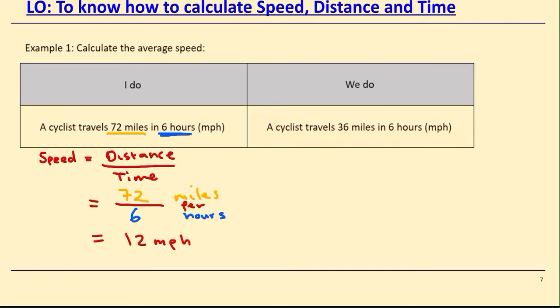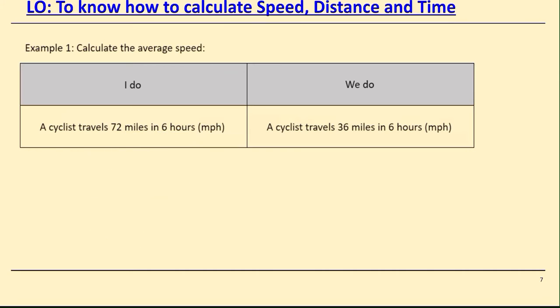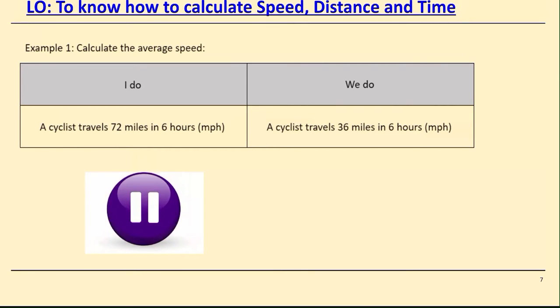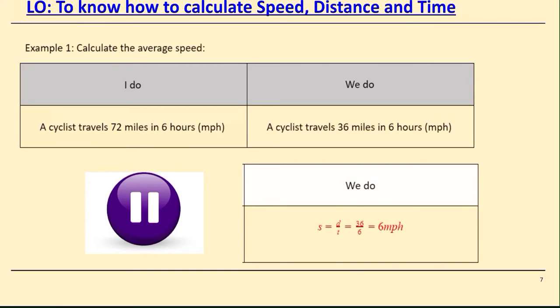So you're going to do the we do question individually. Pause the video, make sure to write down notes, and give yourself at least 3 minutes to do this next question. Great job, the answer is 6 miles per hour.